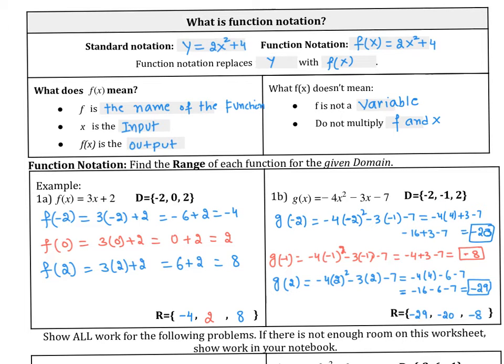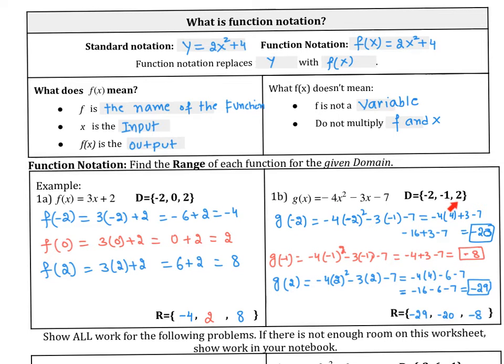Now you're going to use -1 as your x value. So plug in -1 for x. So g of -1 equals -4 times (-1) squared minus 3 times (-1) minus 7. So (-1) squared is just 1. So 1 times -4 is -4. -3 times -1 is plus 3, and minus 7. So -4 plus 3 is -1, and -1 minus 7 is -8.